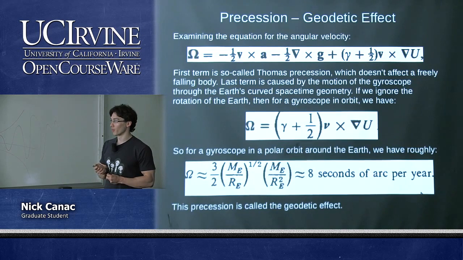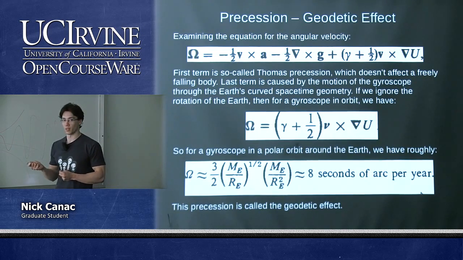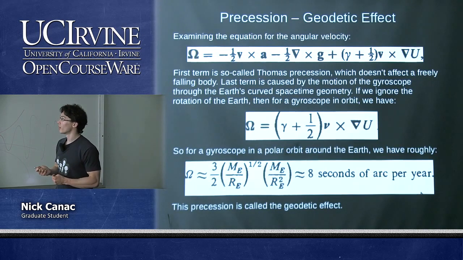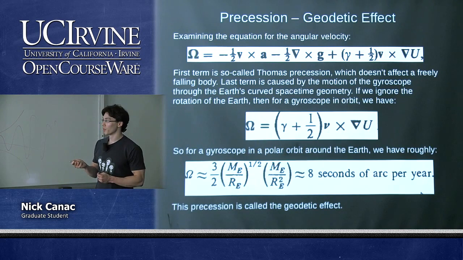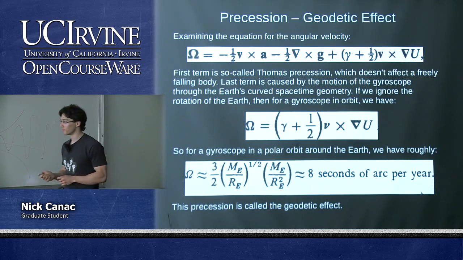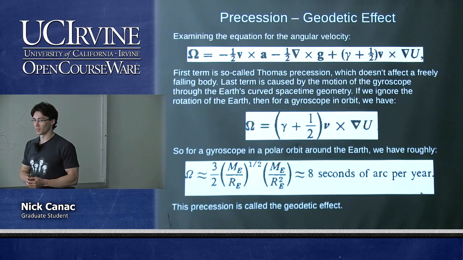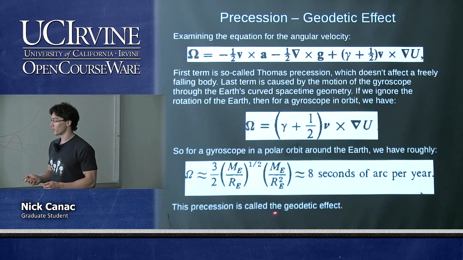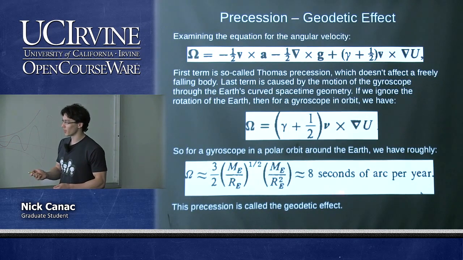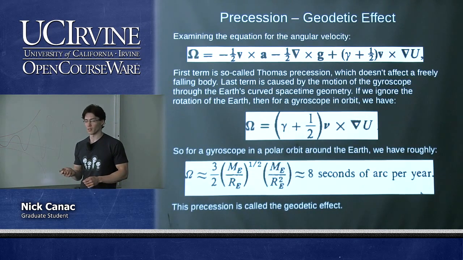If we want to get a rough order of magnitude estimation for the effect of this term, we can put in some numbers, right? This guy is the grad u, and this guy is the velocity. So for a gyroscope in polar orbit around the Earth, you end up with a number that's roughly 8 seconds of arc per year, which is small, but not hopelessly small. So we do have some chance of measuring this. This is what's called the geodetic effect.